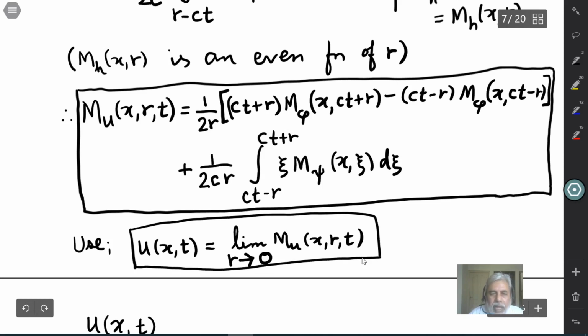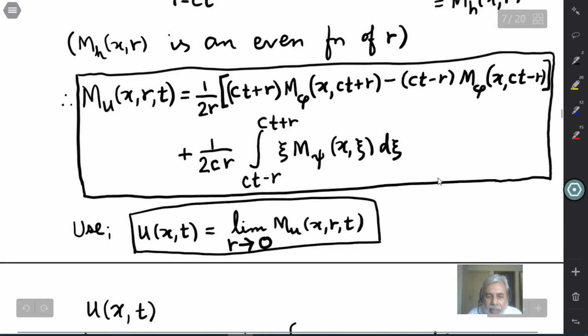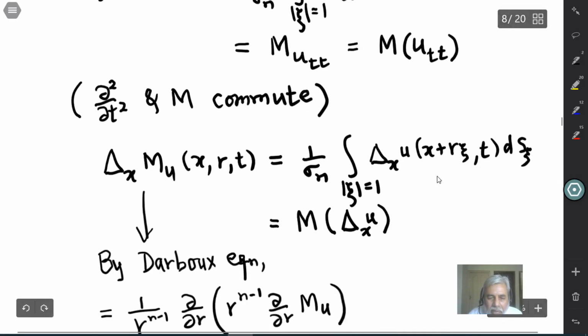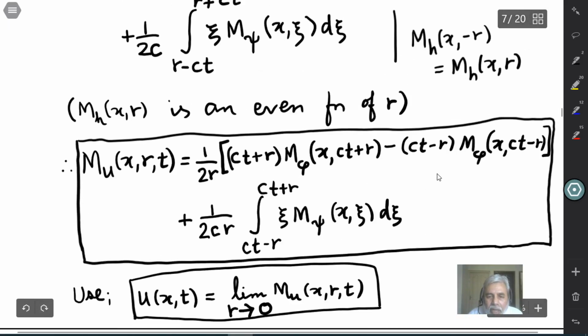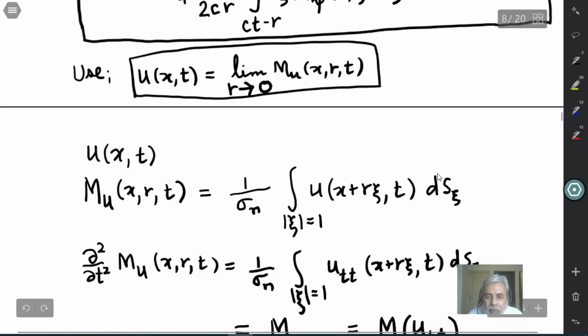So we have to take the limit of this right-hand side as r goes to 0. There is r in the denominator, so we have to exercise a little care there. Let me do it one by one. First, let me take that first term.